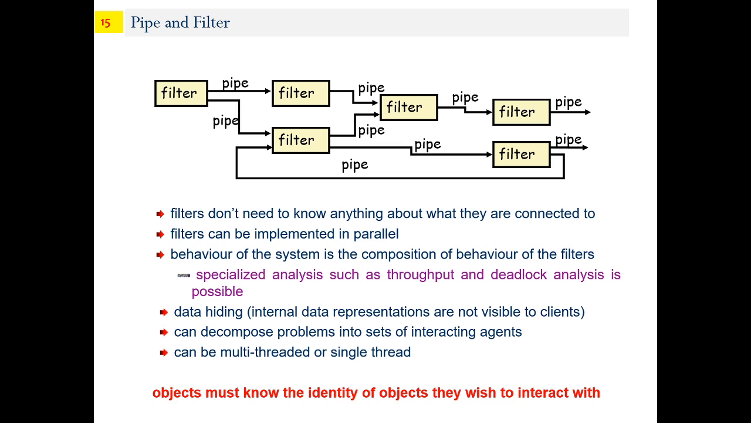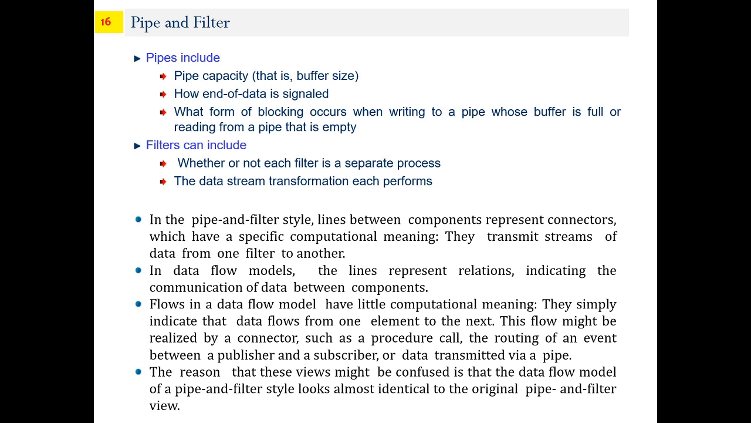And the only thing that remains is that in object orientation, objects must know the identity of the objects they wish to interact with. This is another thing. So for pipe and filter, pipes include pipe capacity, that is the buffer size, how the end of data is signaled, and what kind of blocking occurs. Filters can include, as they are communication channels, whether or not each filter is a separate process, or you can reuse. Probably you might not be able to reuse.